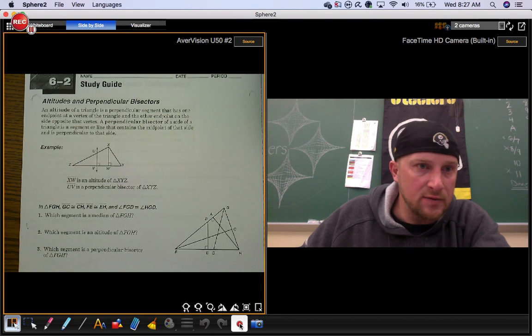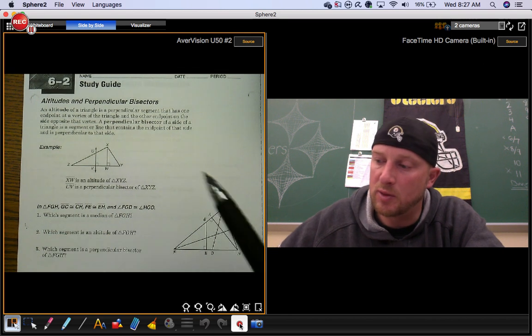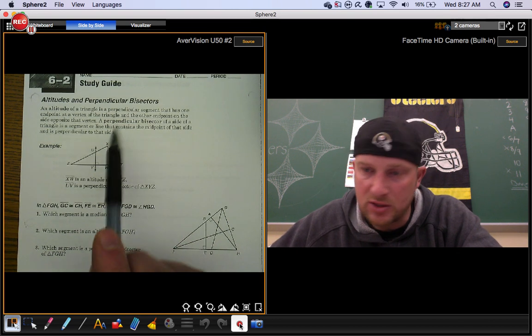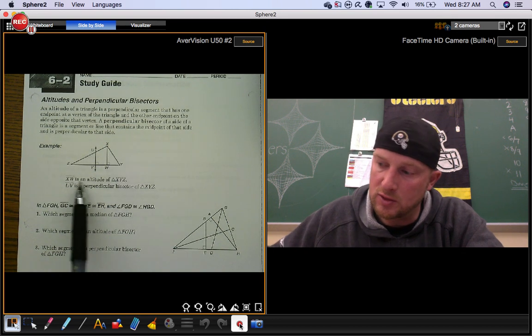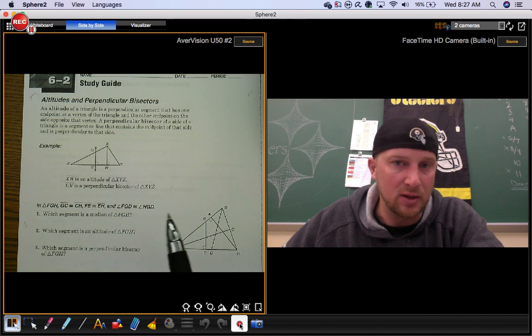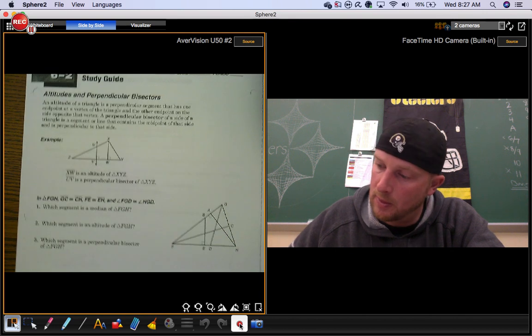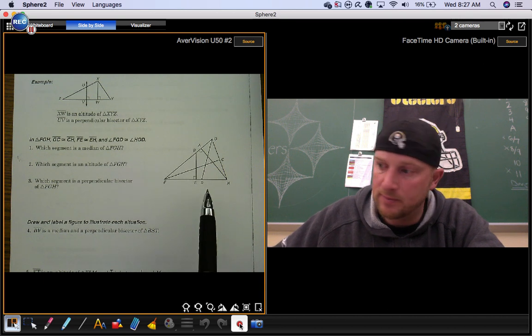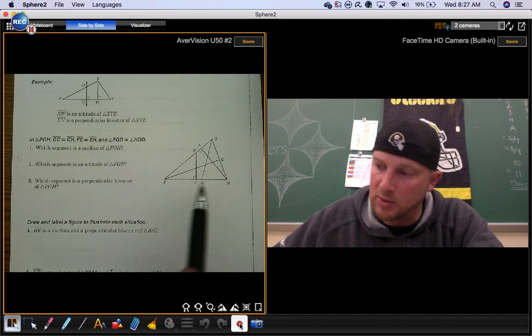This is the study guide for 6.2, altitudes and perpendicular bisectors. It also gives you a little review of that information right here. It tells you what an altitude looks like, it tells you what a perpendicular bisector looks like. Over here in this diagram, there's a whole lot going on. If it helps, you can redraw the picture.